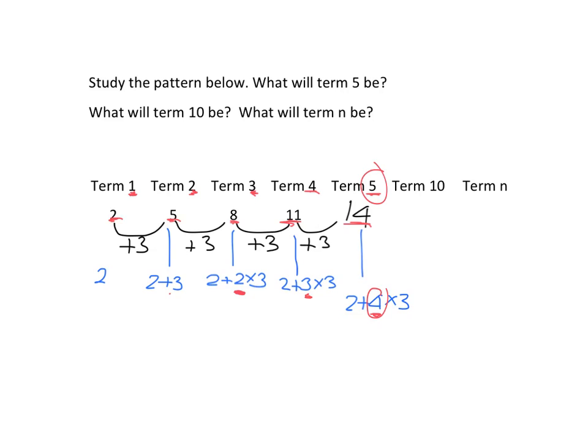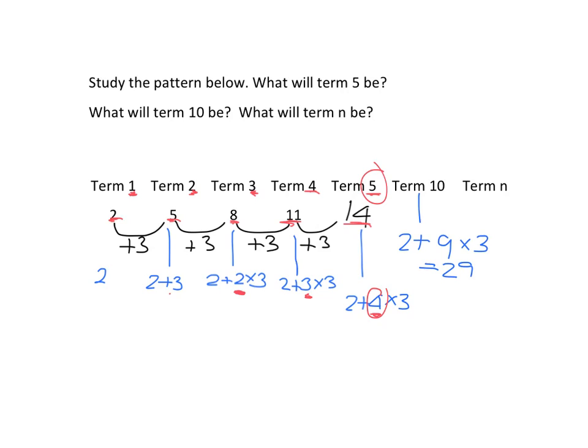So, easy enough to figure out what term 10 is. We're going to start at 2 and we're going to add on 9, 1 less than the 10, lots of 3. 27 plus 2 is going to give me 29. So term number 10 will be 29. Term number 100, easy to work out again. It's 2 plus 1 less than 100, which is 99, so 2 plus 99 times 3. Term number 53, 2 plus 52 times 3, etc., etc.